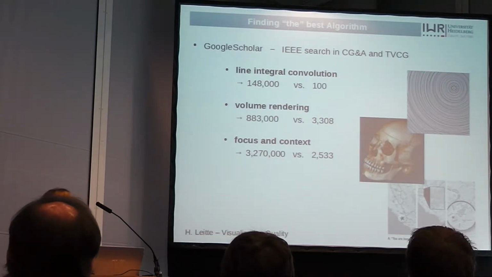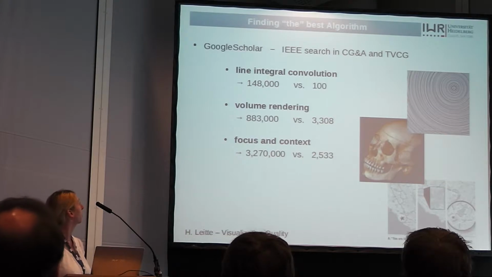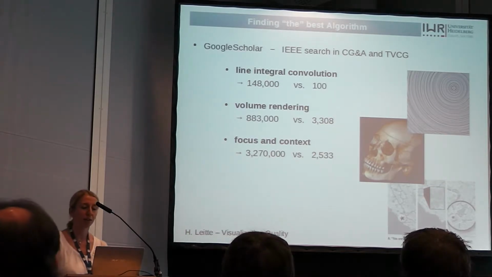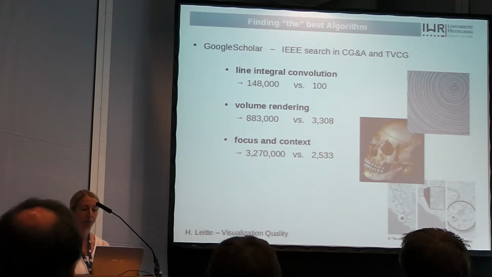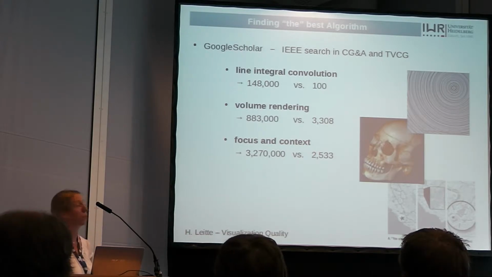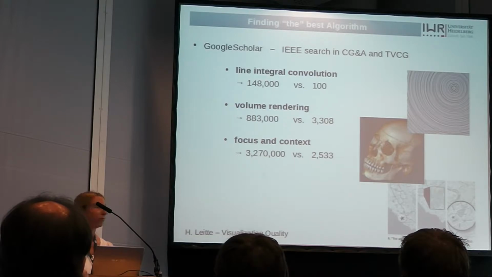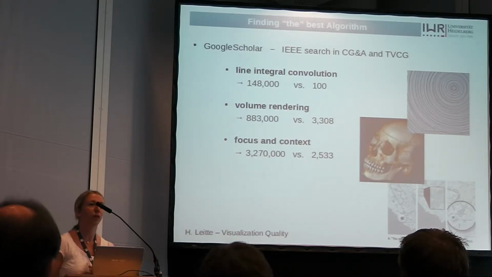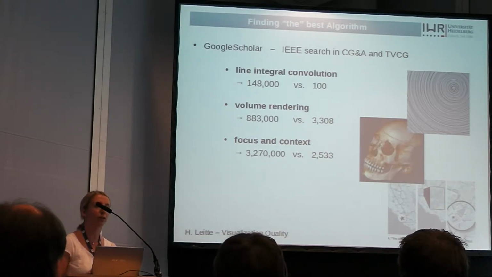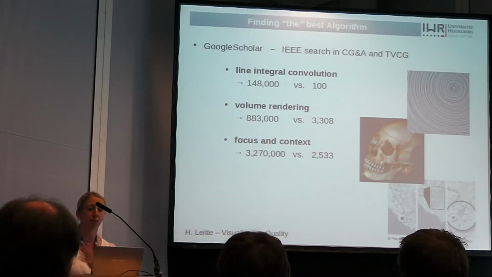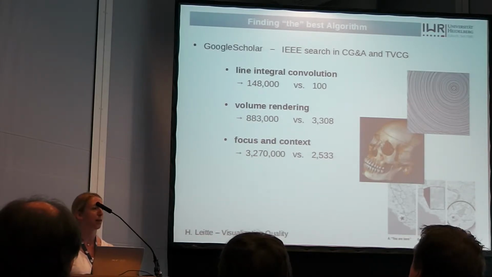If you look for line integral convolution, you end up with 150,000 papers. For volume rendering, it's almost 1 million papers, and focus and context, it's close to over 3 million papers. So if you try to find a good one, you have to check all this. So maybe you go to some colleague and ask, give me some journals that might be interesting that address this specific problem, and hope to lower the number of papers you get.